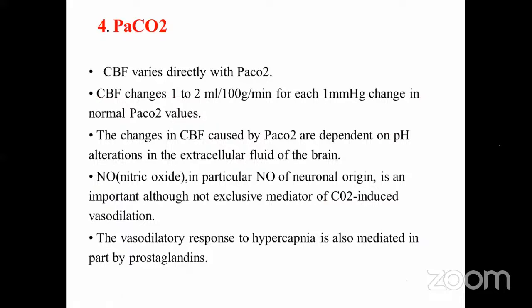PaCO2, partial pressure of carbon dioxide in artery. Cerebral blood flow varies directly with PaCO2. For every 1 millimeter mercury change, that is increase or decrease, there is a respective increase or decrease in cerebral blood flow, that is 1 to 2 ml per 100 gram per minute. Changes in cerebral blood flow caused by PaCO2 are dependent on pH alterations in the extracellular fluid of the blood.